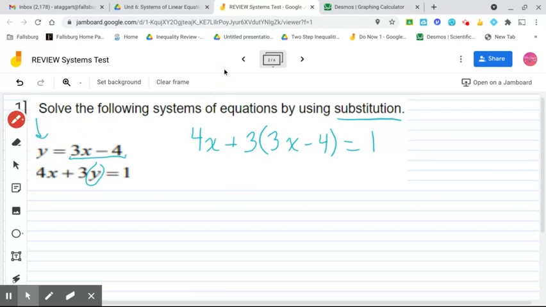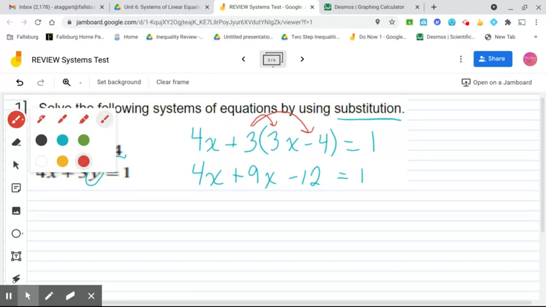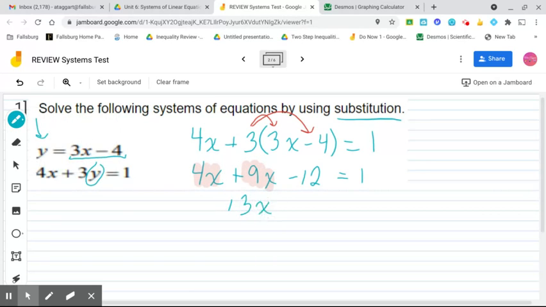The first thing in this problem we have to do is distribute here. So this 4x stays the same, and I'm going to distribute 3 to the 3x, which really means multiply. So I get 9x, and then 3 times negative 4 is negative 12, and that's equal to 1. Now I'm going to combine like terms. Here you'll see I have 4x and 9x. I'm going to combine those to get 13x minus 12 equals 1. Everything stays the same.